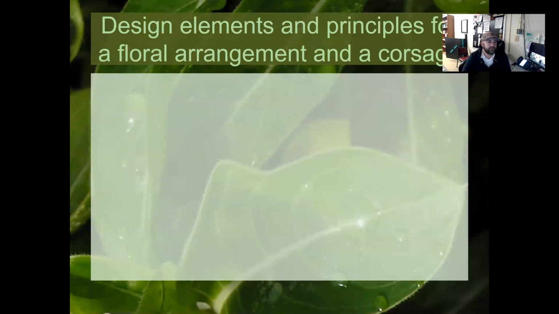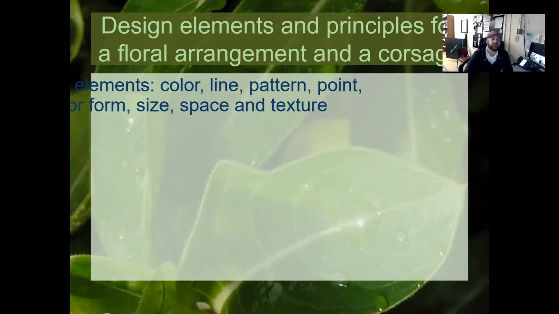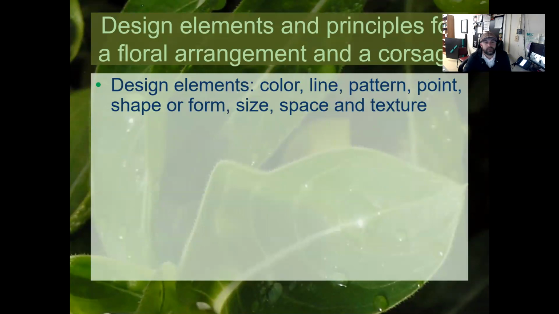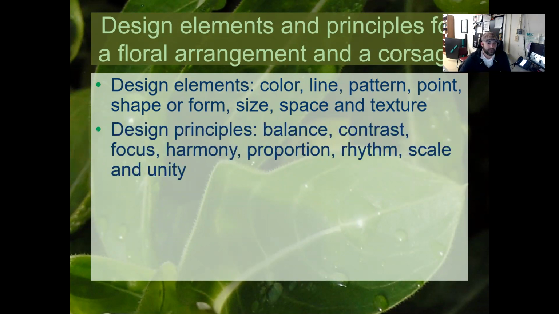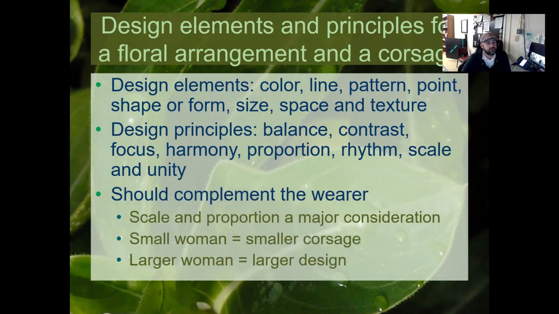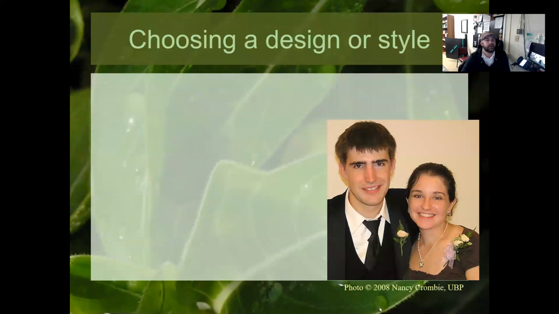So moving into corsage design elements and principles for a floral arrangement and a corsage. So design elements, you have color, line, pattern, point, shape or form, size, space, and texture. Design principles here: balance, contrast, focus, harmony, proportion, rhythm, scale, and unity. And should complement the wearer. So scale and proportion, a major consideration. A small woman should have a smaller corsage. A larger woman should have a larger corsage.